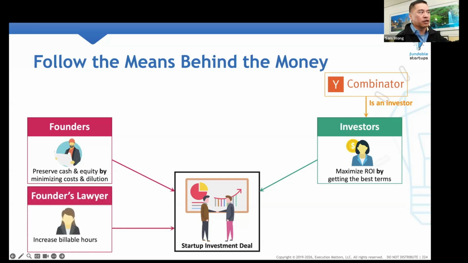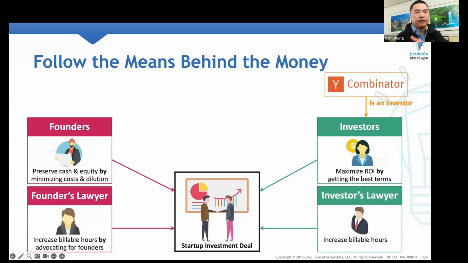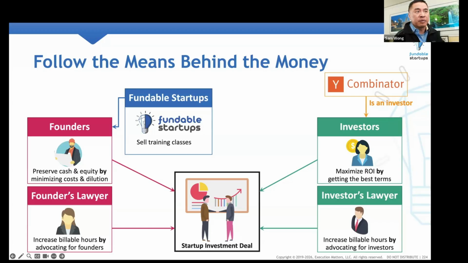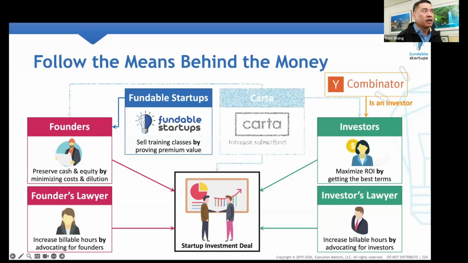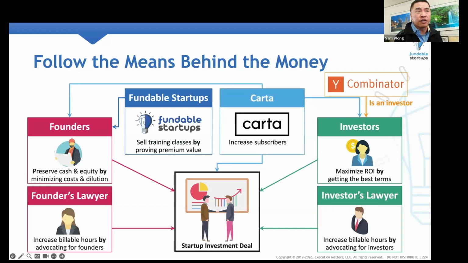Founders' lawyers want to increase billable hours by advocating for founders. Investors' lawyers want to increase billable hours by advocating for the investors. Where do we come into play? Fundable Startups. Well, we sell premium training by proving premium value. Okay, lots of training out there. Very few of it, if you've paid attention, I don't think very many other training classes go to this level of detail. Okay, Carta is involved here because they want to increase their subscribers by automating deals and providing tools where everybody just uses Carta, right? So follow the money. Why are people doing what they're doing?